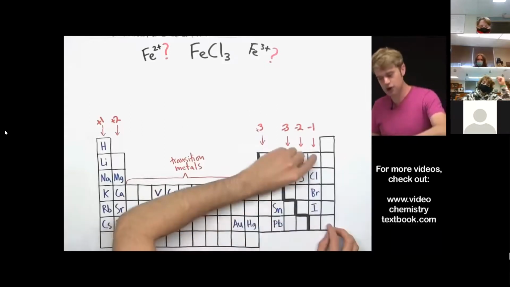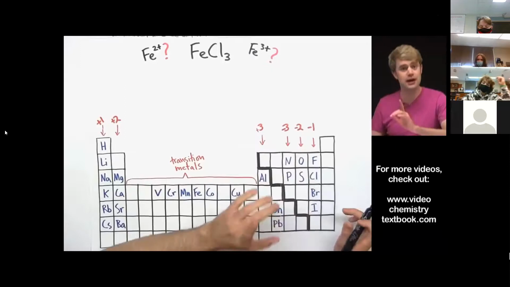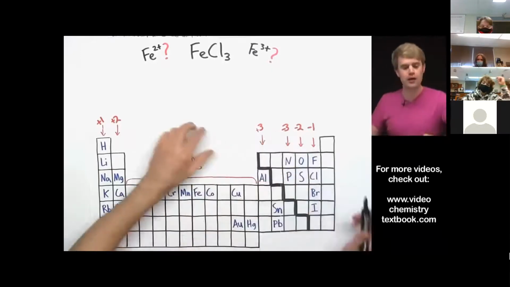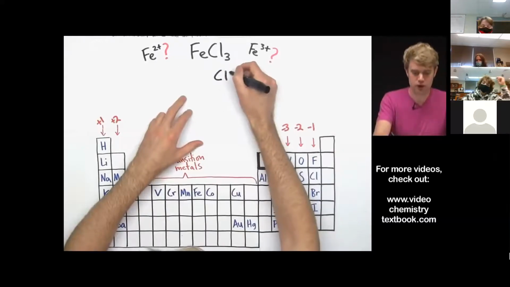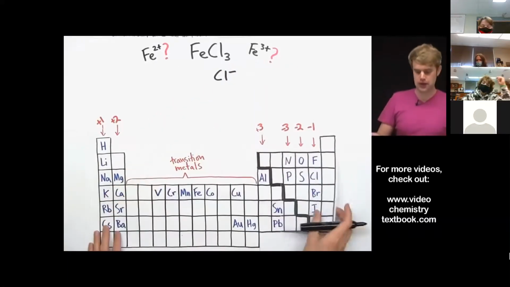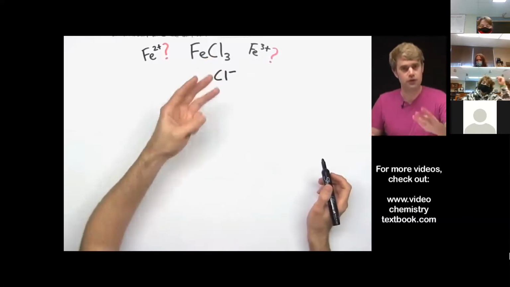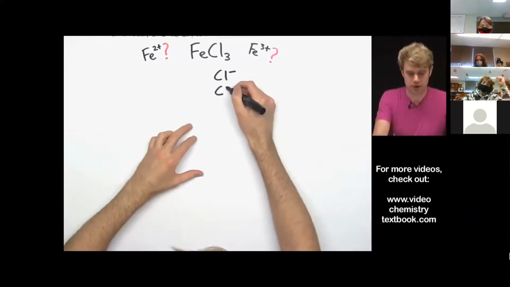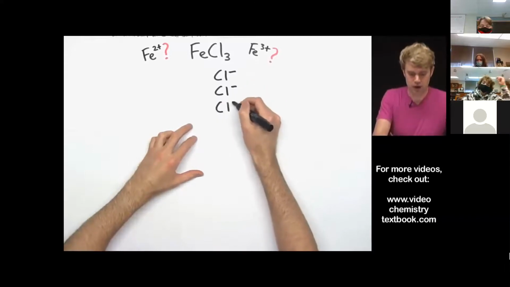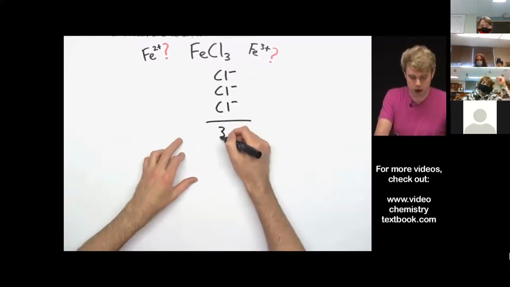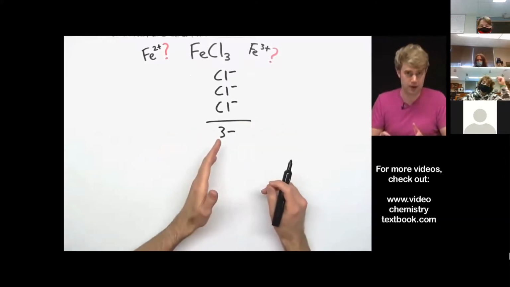Cl is in this column here on the periodic table, so we know that in an ionic compound, Cl always makes an ion with a 1- charge. Okay, so we've got Cl1-. Now, how much total negative charge do we have here? We have 3 Cls, so that's going to be 1, 2, 3. And since we have 3 of them, the total amount of negative charge is going to be 3-.